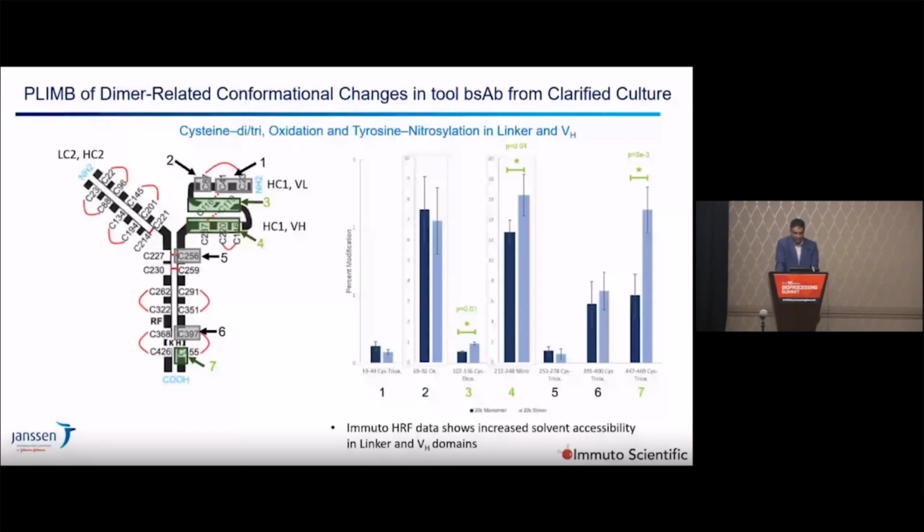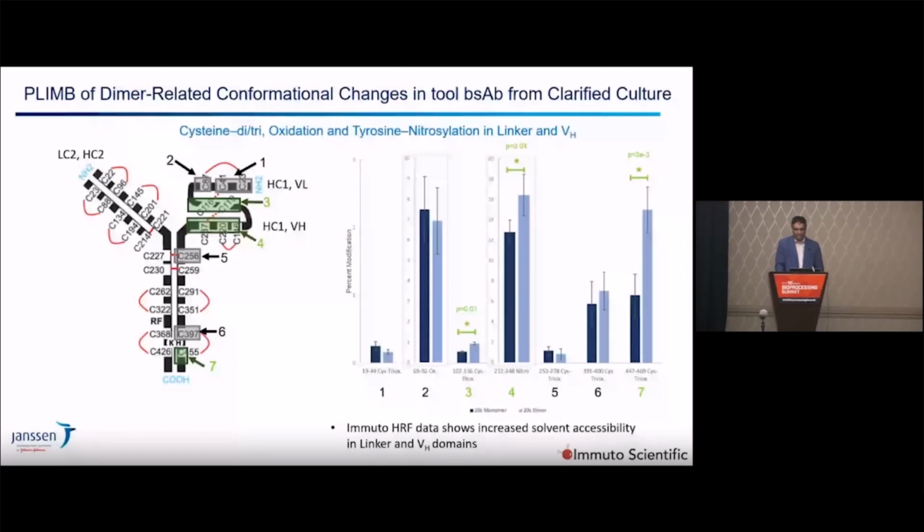So you can see regions 3 and 4, which is the single chain Fv region, linker, and the VH domain respectively. And you can see that these regions were exposed to solvent in the dimer relative to the monomer. In addition to that, region 7 is the Fc region cysteine, which also had high levels of oxidation in the dimer relative to the monomer.